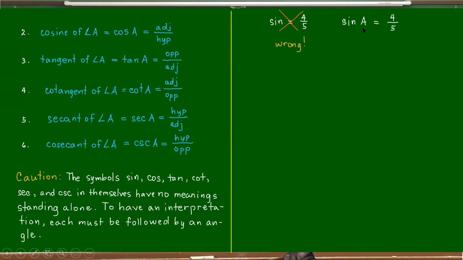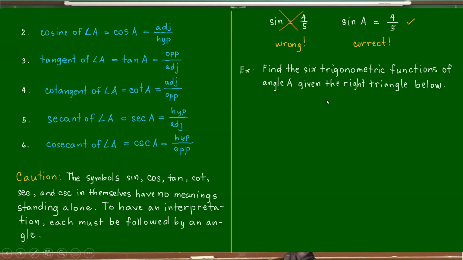For instance, sine A is equal to 4 over 5. If you write your function without an angle, that is just the name of the function. It has no value. But if you want to have meaning for that function, you must what? Attach to it an angle. So again, sine A is equal to 4 over 5, and that's the correct one. Sine A is a quantity, meaning it has a value, and the value is 4 over 5 in this case. So the one on the left side is wrong. Don't forget that.